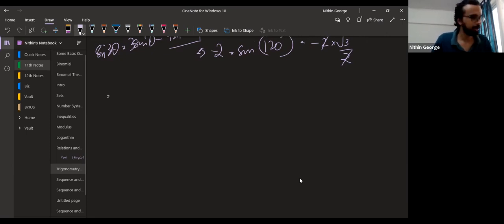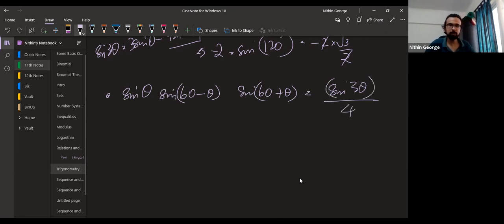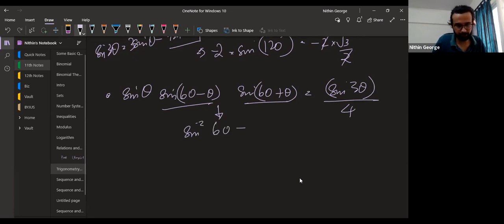So, other formulas are, okay, this can be pretty interesting. Sine theta, sine 60 minus theta, sine 60 plus theta is equal to sine 3 theta by 4. What I do is I play with sine 60 minus theta, sine 60 plus theta to get it as sine square 60 minus sine square theta. All right. You get sine square 60 minus sine square theta here. And then expand this. You will get sine 3 theta by 4, basically.